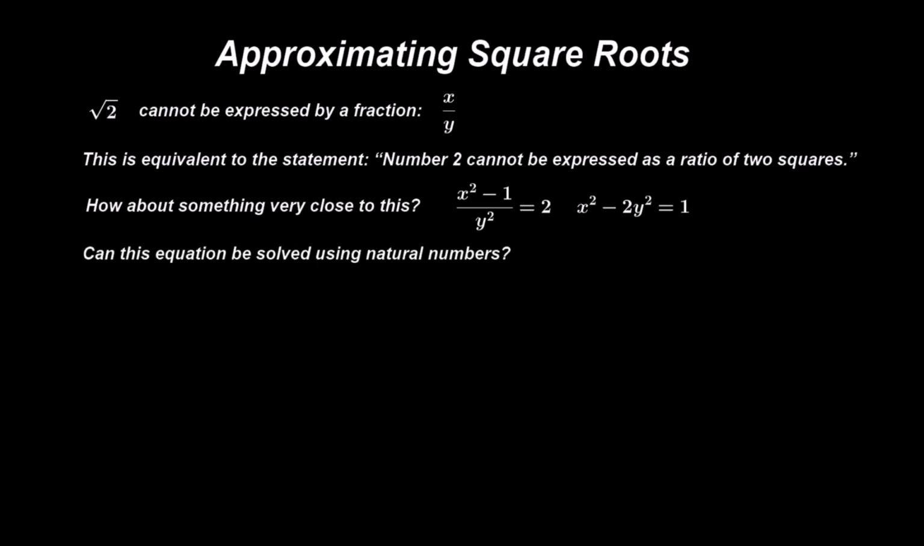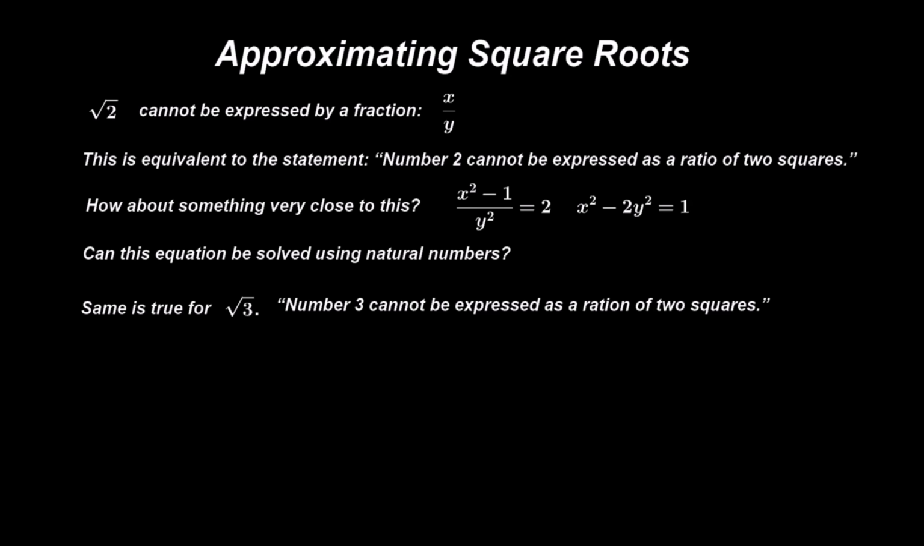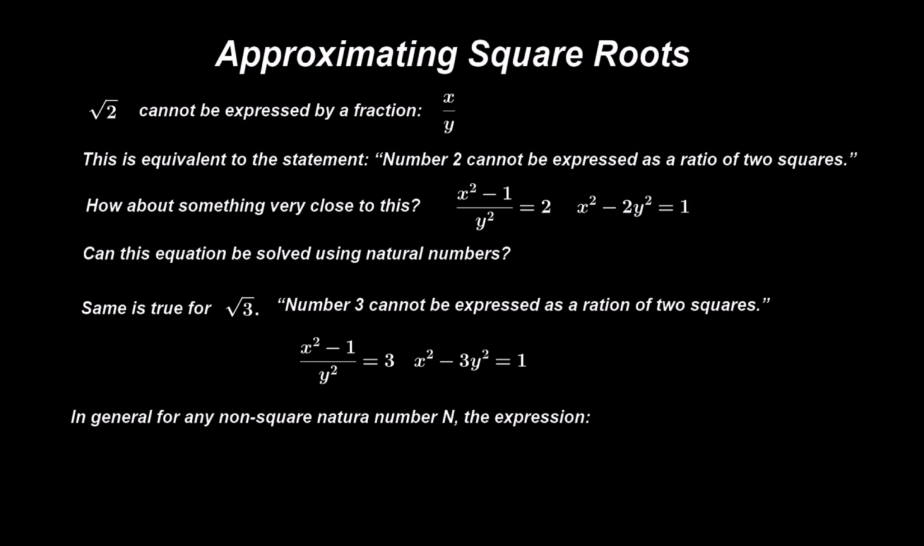This can be extended to any non-square natural number n. For the general case, by doing this we end up with the equation x square minus n y square equal 1. This equation has been known since ancient times. Today this equation is known as Pell's equation.